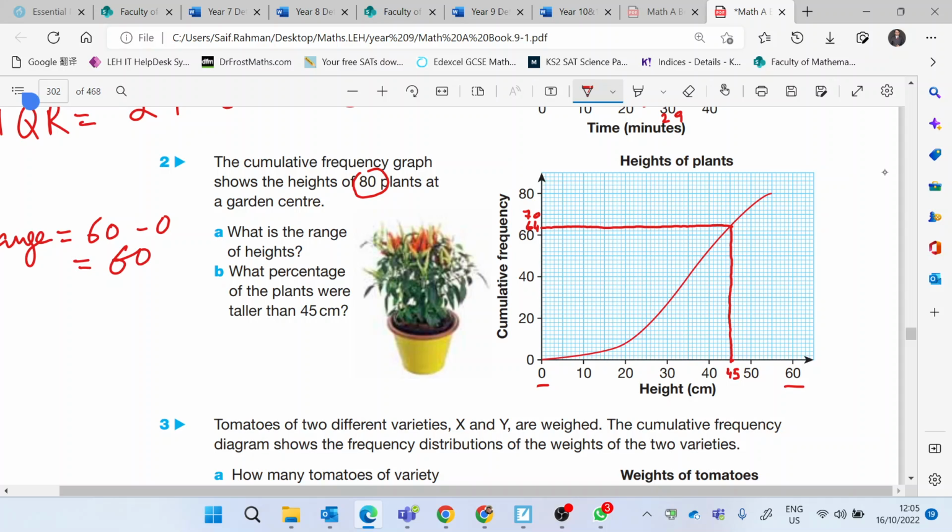and what percentage of the plants were taller than 45 centimeters? So from 45 centimeters, you can just see a total number of plants were 80. So there were 80. So what were the height? It's here at this point. The highest point is here, the 80, yeah, this one.